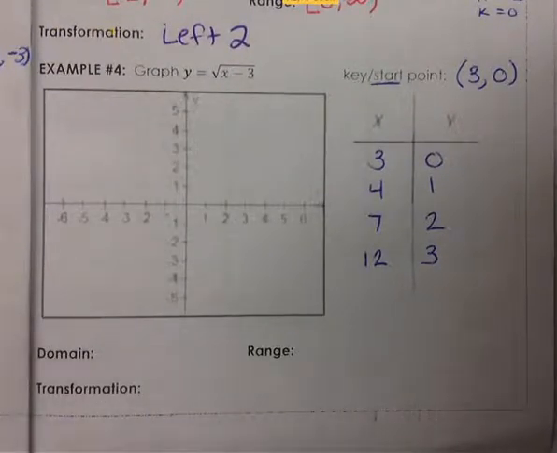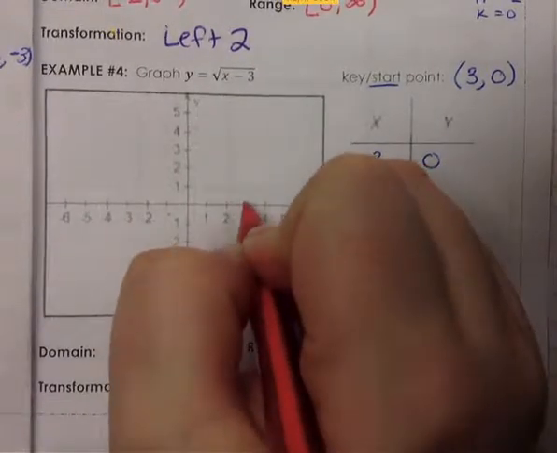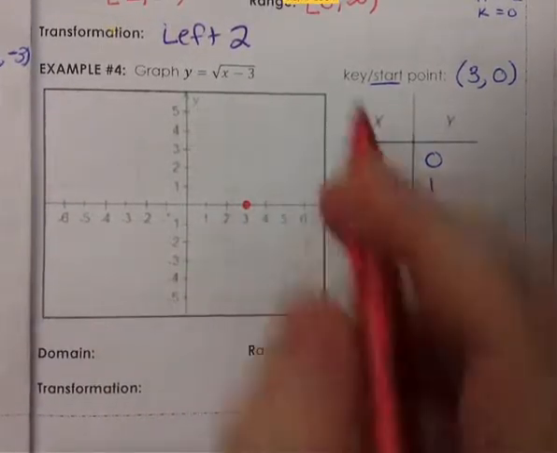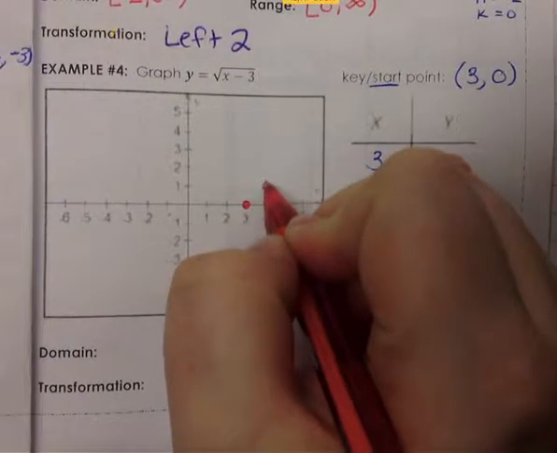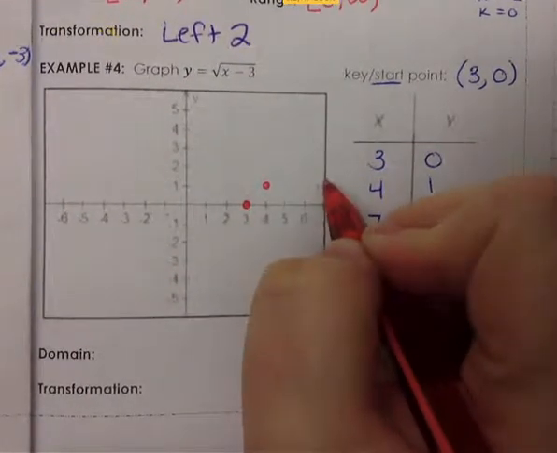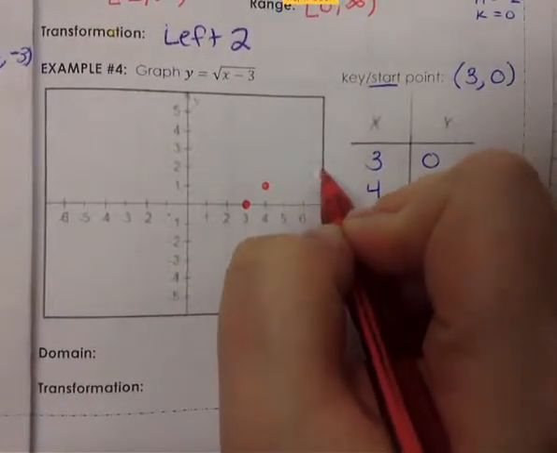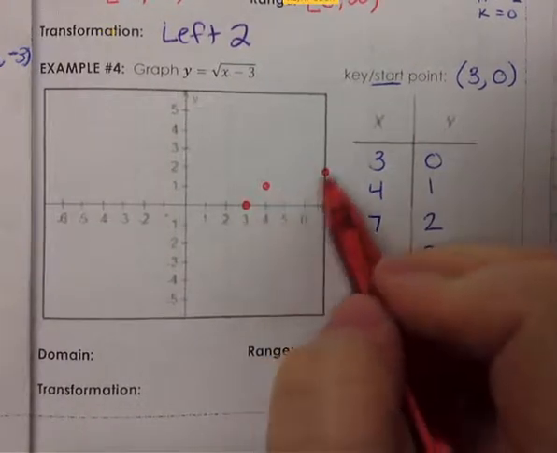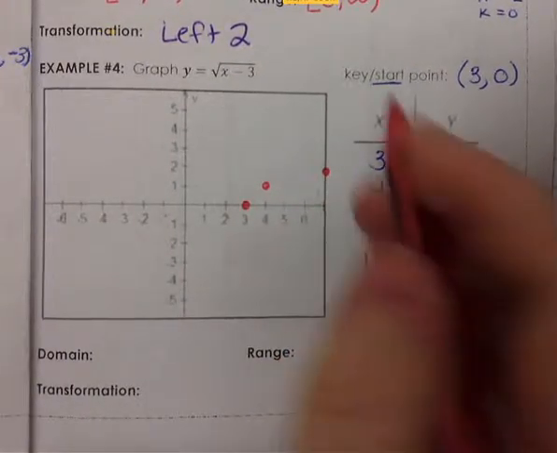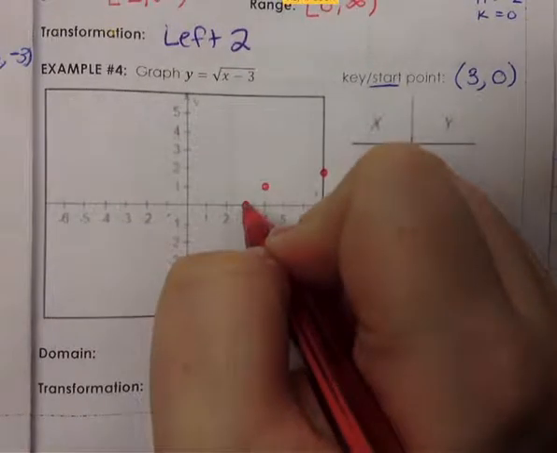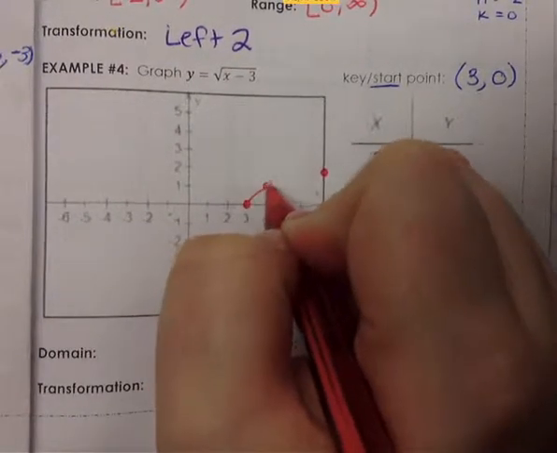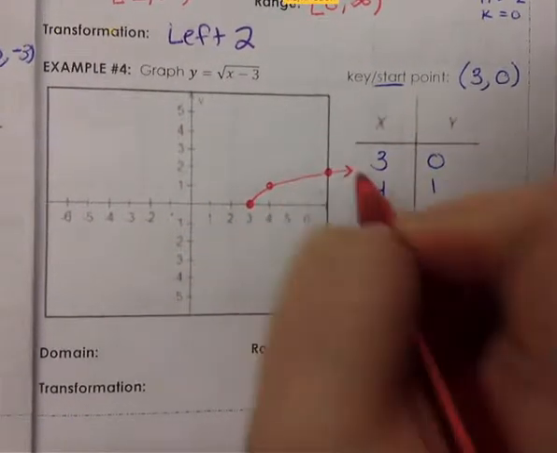So if we graph these, we start off at 3, 0. This is our start point. 4, 1. And then 7, 2. And we can't go any further along that. We can't reach 12, 3. Remember, this is your start point, so there's no arrow over here. But we connect these and we'll have an arrow going to the right.